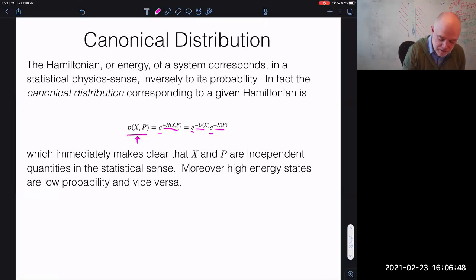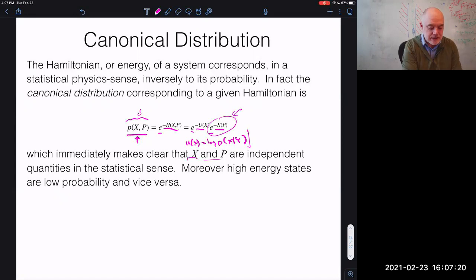Now, how does this work out? Just to be clear, to preface what's going to go on, U of x is going to be log p of x given y, something like that. So the e is going to cancel with that. You can already see that one part of this joint distribution is just the original probability that you're after, no matter what. It's clear that x and p are independent quantities in the statistical sense.